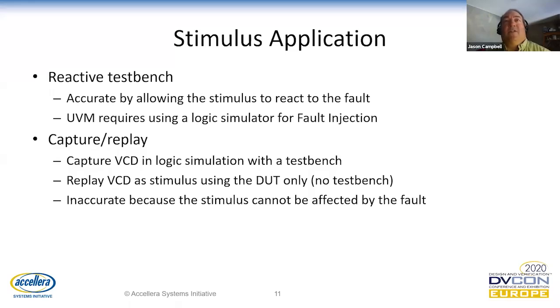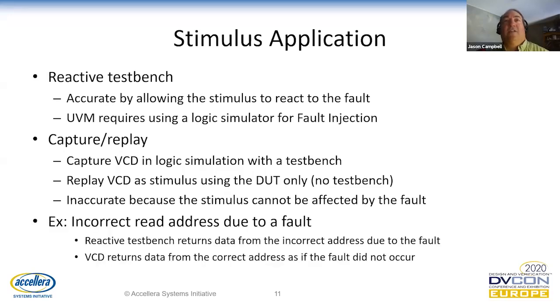The other method of application is capture replay. In this method, you're going to run a logic simulation using your test bench. You're going to capture the VCD on the IO. Then when you go to use it for fault, you're going to remove that test bench, so you just have the DUT, and then you're going to replay that VCD file as stimulus. This has one disadvantage, which is mainly that it's inaccurate, because the stimulus can't react to the presence of a fault. And so let's take a look at an example.